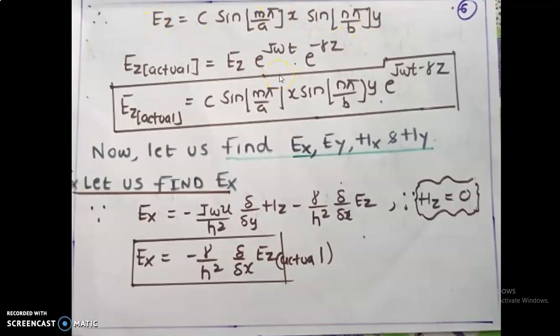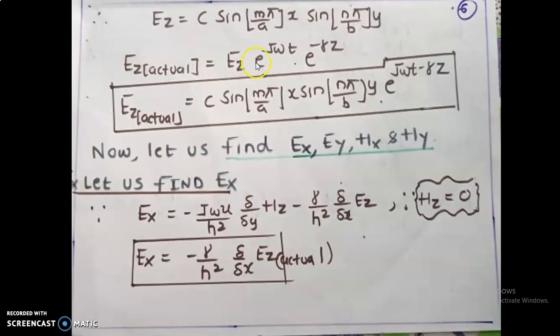Again I repeat, our main demand is to find Ex, Ey, Hx, Hy in terms of Ez and Hz. Since Hz is 0 here, definitely we have to find Ez. We use the boundary conditions. From two boundary conditions we got two constants, and the remaining two constants, A and B, we got from the last two boundary conditions.